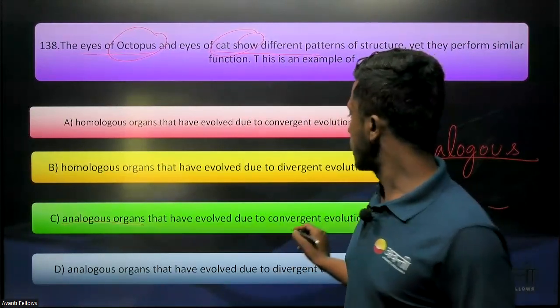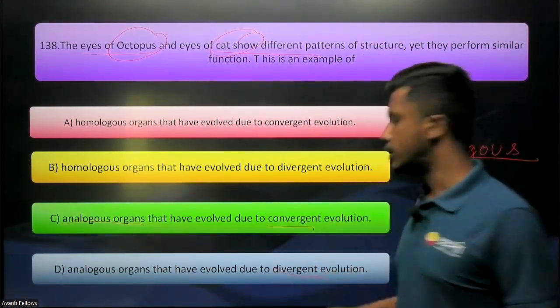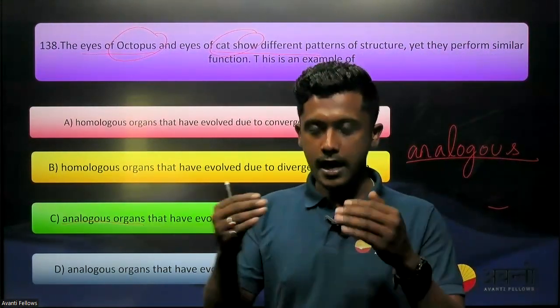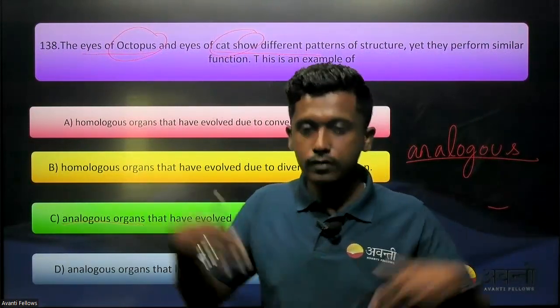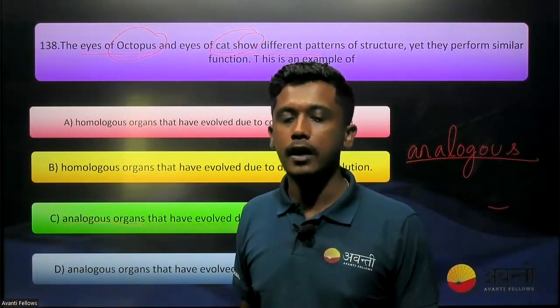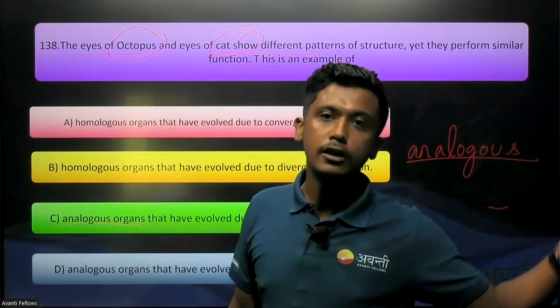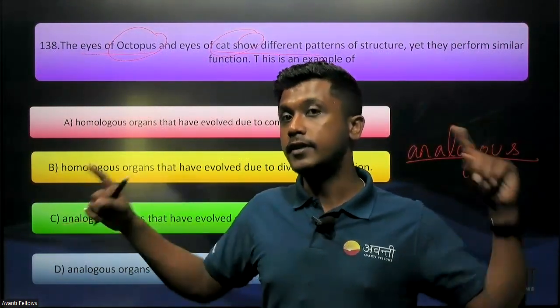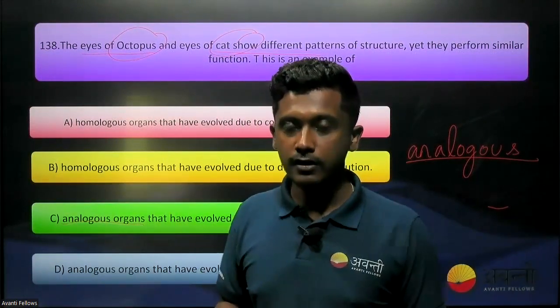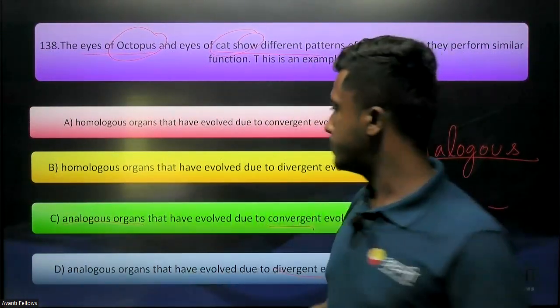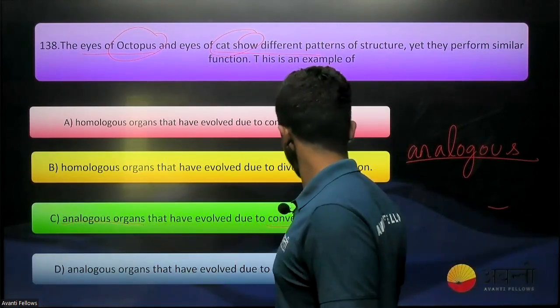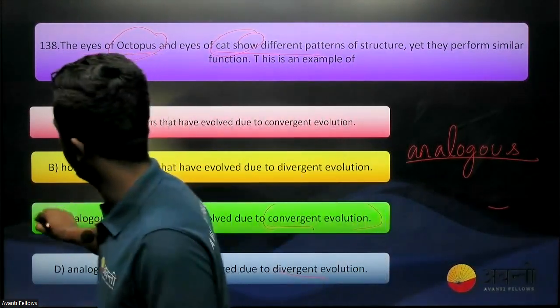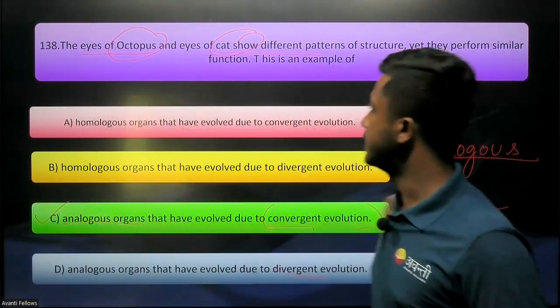Now here, coming to convergent and divergent. Divergent means you start at one point and then you try different things. For example, the same structure performs different functions. Okay, so that is called divergence. Then you have different structures but you perform the same function, that is called convergence. Okay, so that is called convergent evolution. So analogy means convergent evolution. So our option is option C.